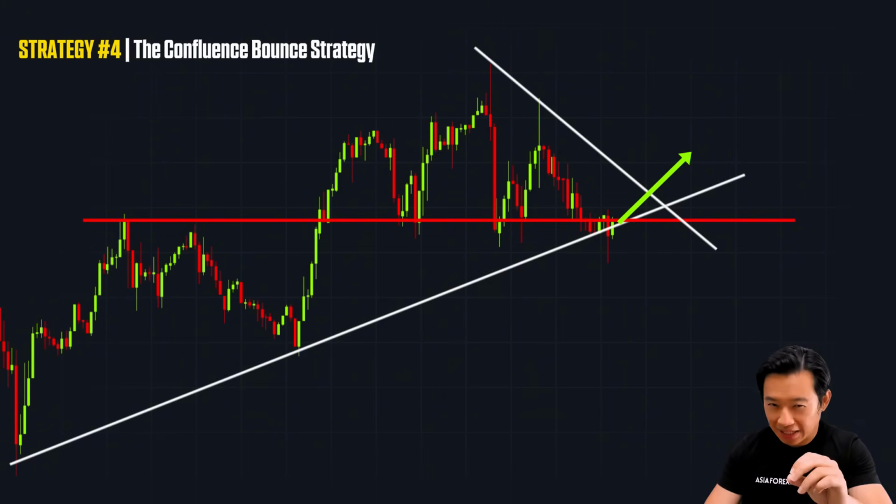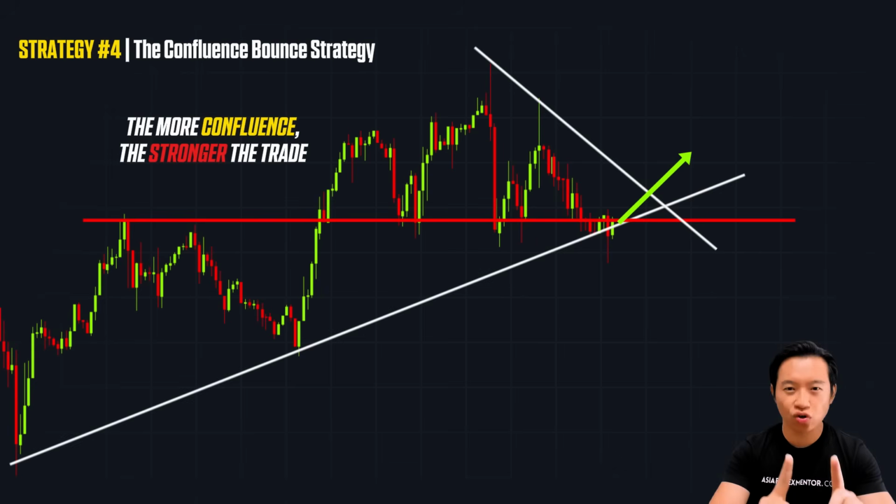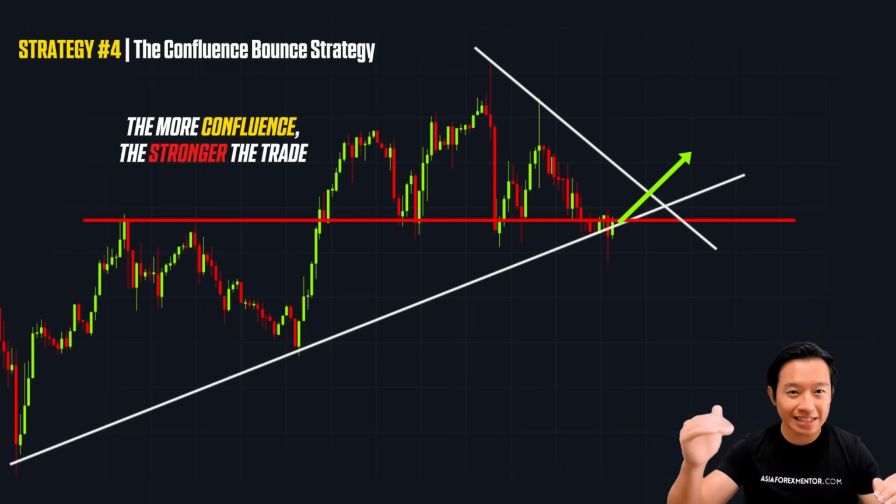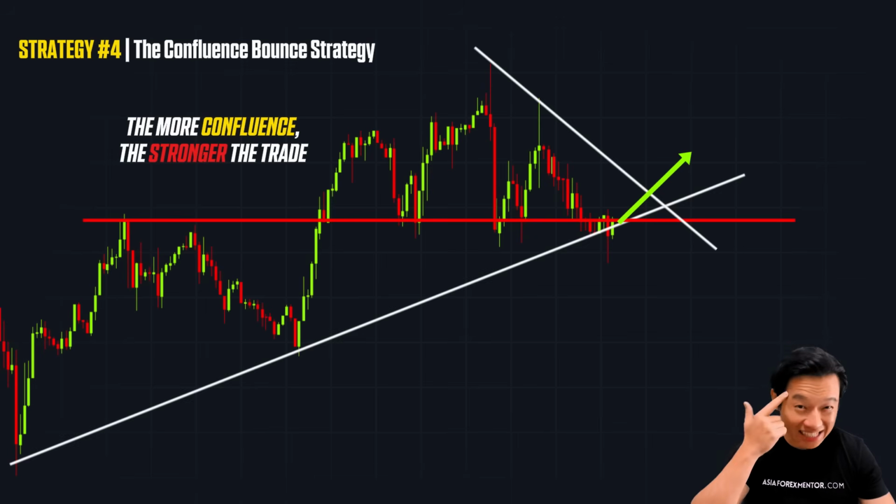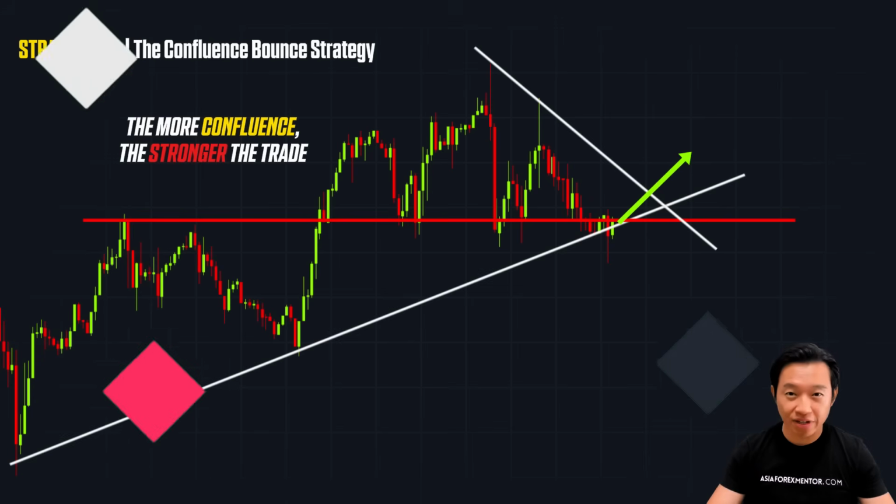Remember this: the more the confluence, the stronger the trade. You are not trading a trend line touch. You are trading a decision zone that is backed by what? Structure, psychology, and price behavior at the area.